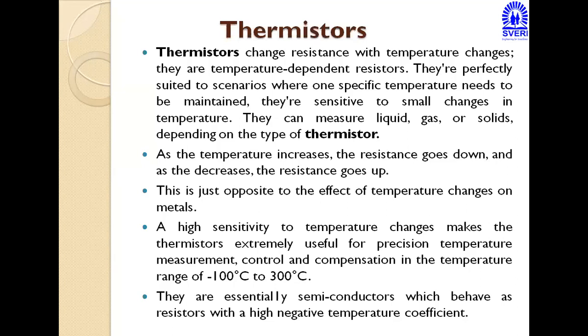It's called precision. Precision temperature measurement, control and compensation in the temperature range from -100 degrees Celsius to 300 degrees Celsius, and they are essentially semiconductors which behave as resistors with a high negative temperature coefficient. Clear? Write down.